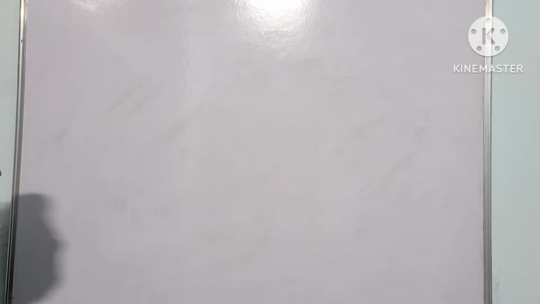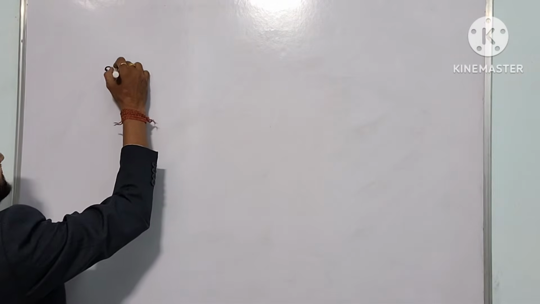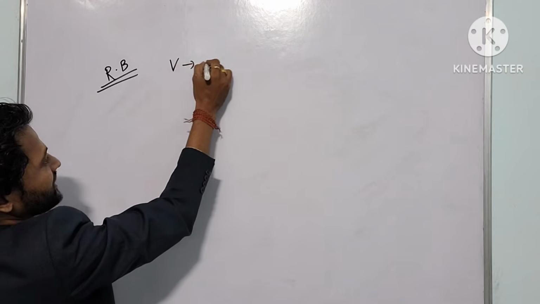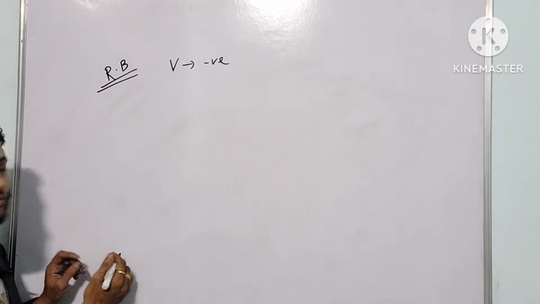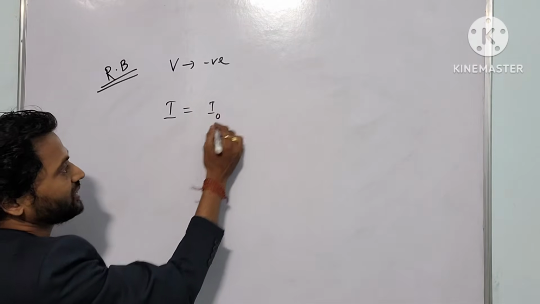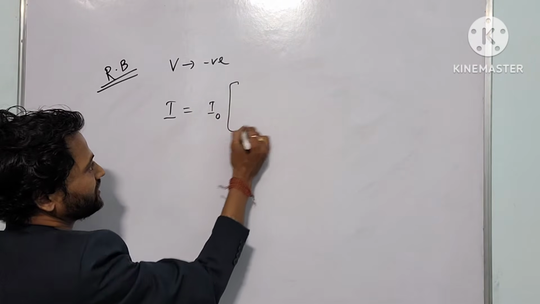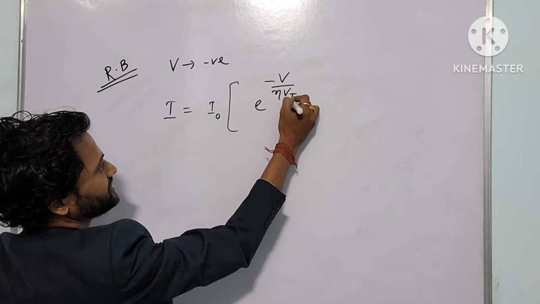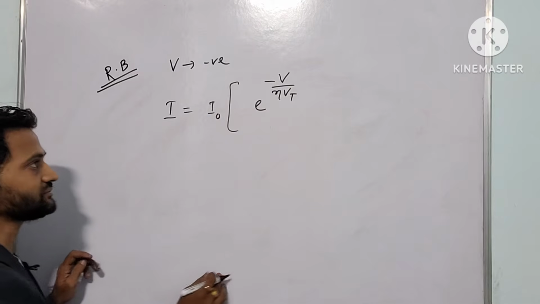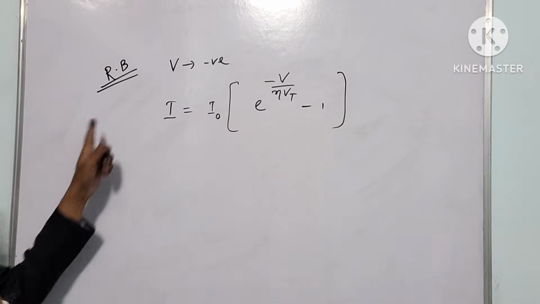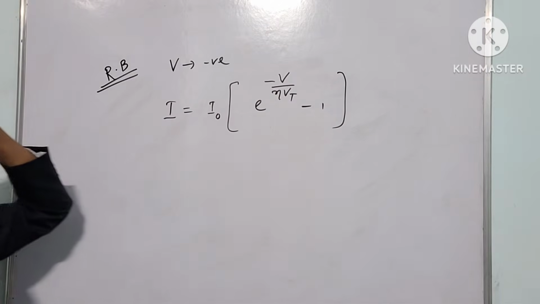Okay. So we'll talk about the reverse bias condition. Reverse bias condition में voltage क्या है? Negative. Your applied voltage will be negative. Expression क्या है? Current का expression is I is equal to I naught whole into e to the power minus v upon eta Vt, because v will be negative here, minus 1 here. ये हो गया रिवर्स बायस कंडीशन में करंट का इक्वेशन.